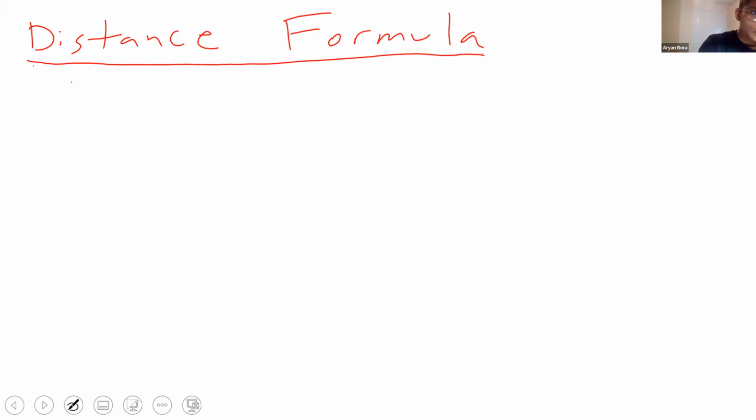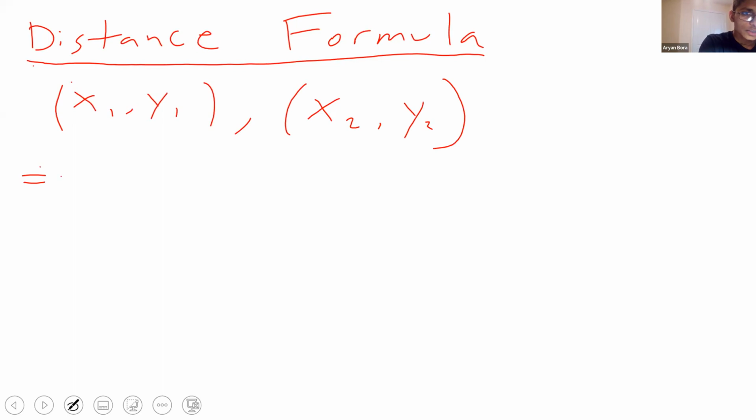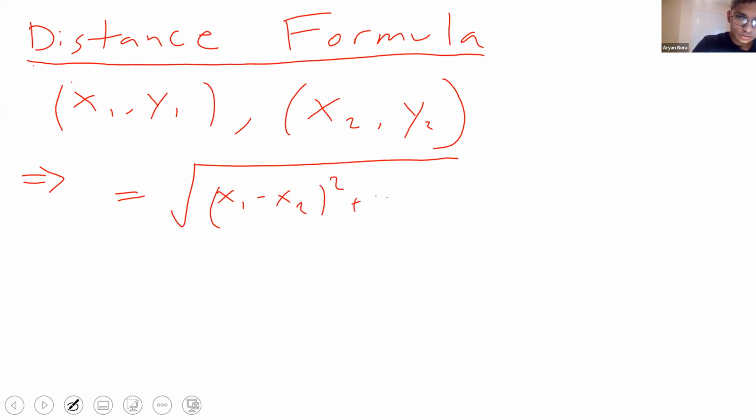The distance formula is usually, if we have 2 points, x1, y1, and x2, y2, then the distance between these 2 points is equal to the square root of (x1 minus x2) squared plus (y1 minus y2) squared. Okay. So basically, this is just an application of the Pythagorean theorem.